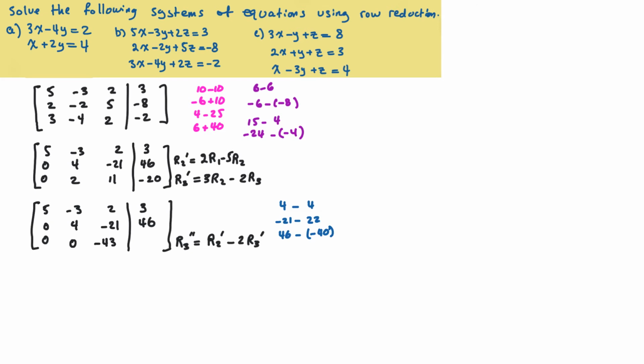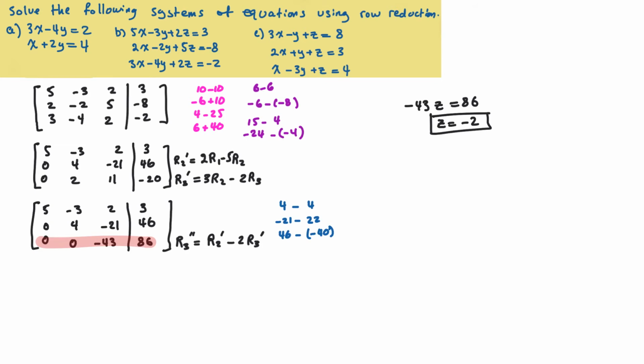And 46 minus negative 40 is the same as 46 plus 40, which is 86. Now at this stage, we can go ahead and solve every single row. So we are going to do the bottom row first here. We are going to have negative 43 multiplied by z is equal to 86. We're going to divide both sides by negative 43 to get a z value of negative 2.